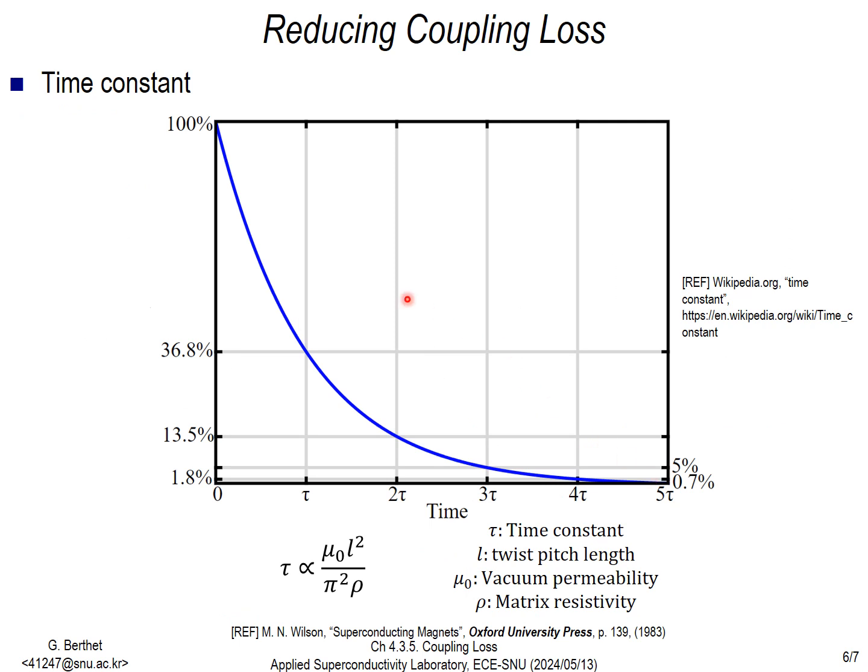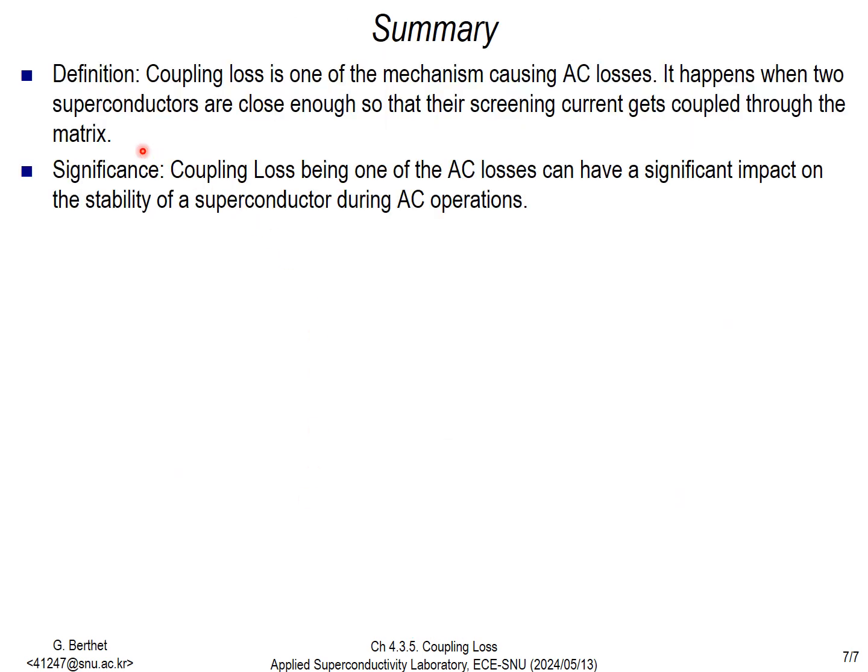The characteristic coupling time, denoted tau, is defined as the time the cable takes to go from its fully coupled state to its 36.8% coupled state. Having a short coupling constant means that the filaments are going to be coupled for a shorter amount of time, which means less losses. To conclude, by definition, coupling loss is one of the mechanisms causing AC losses.